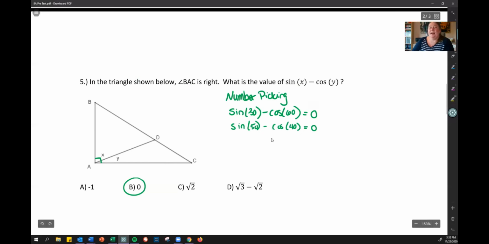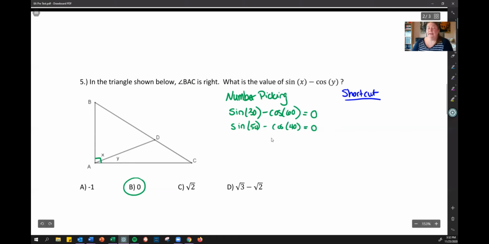It works out no matter what numbers you pick. As long as you pick two numbers that add up to 90, you are going to get 0 here. Number picking has proved it for us. You can pick as many combinations as you want. You're going to get 0 every time. So 0 is the correct answer for number 5. Let me show you the shortcut, even though we already have it answered.